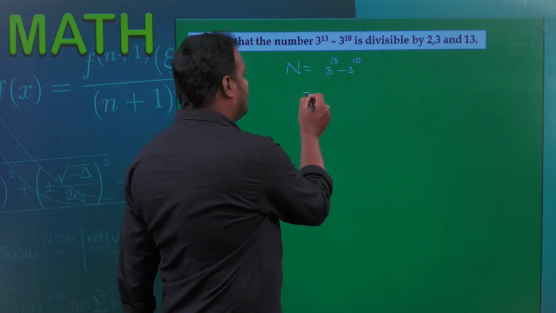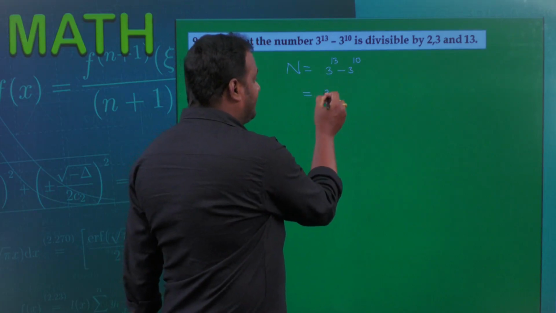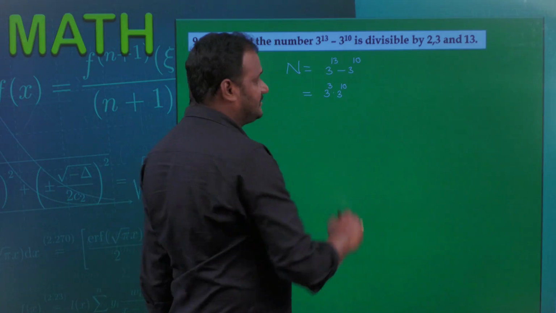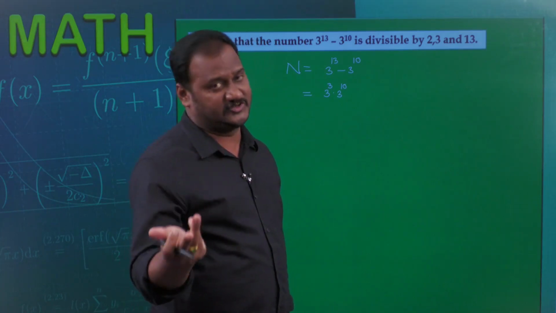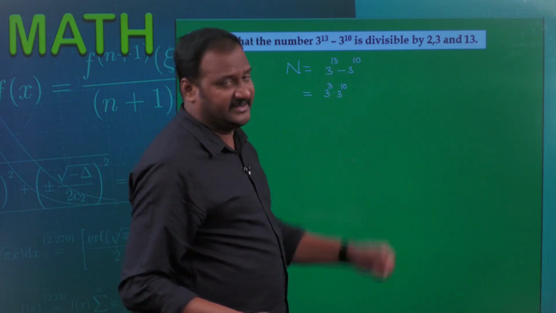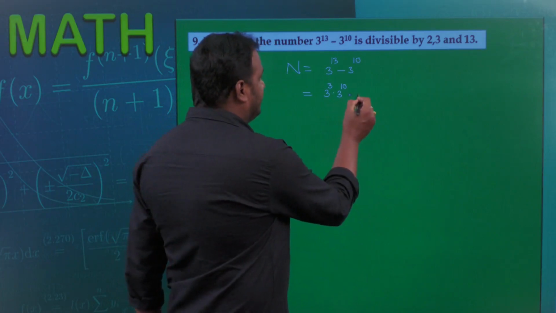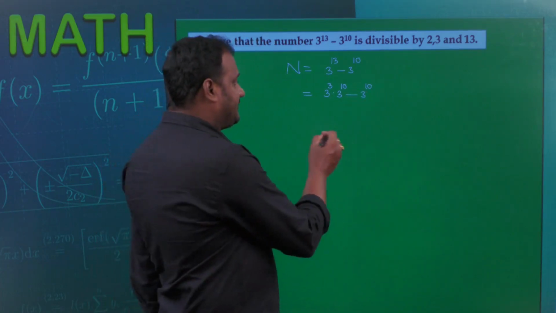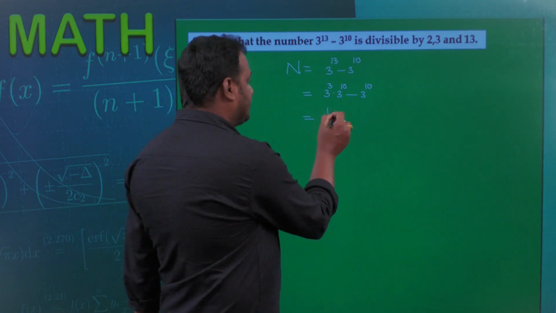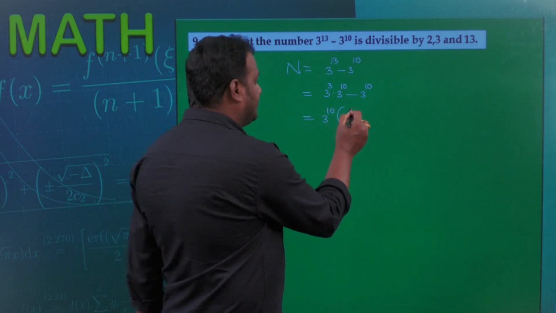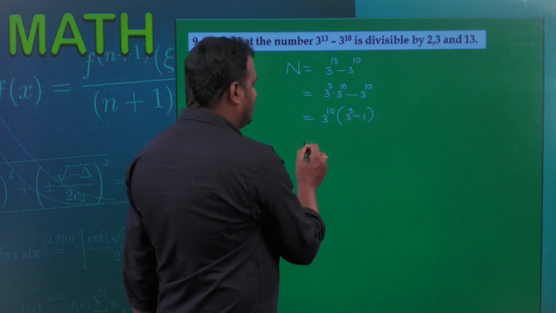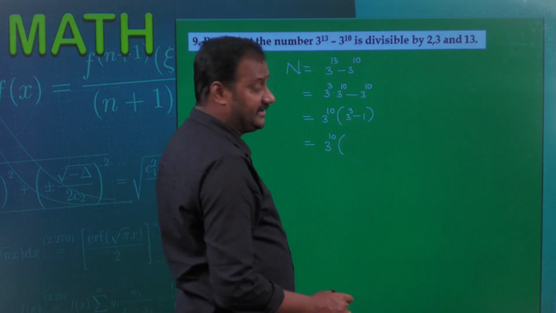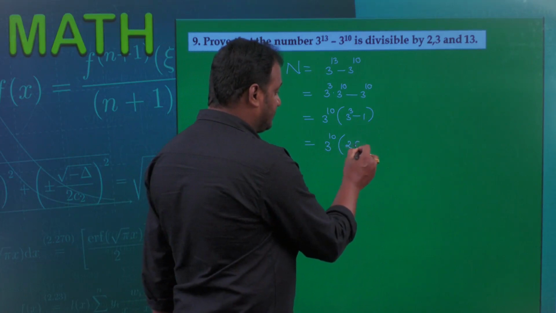How much bigger? I am writing 3 power 13 as 3 power 3 into 3 power 10. Can we write like that? Since the bases are equal, powers should be added: 3 plus 10 is equal to 13. Again, you are getting that. Minus 3 power 10. So, will you take 3 power 10 common from both the terms? Yes, 3 power 10 times (3 cube minus 1). So that is 3 power 10 into, what is 3 cube? 27. 27 minus 1 equals 26.